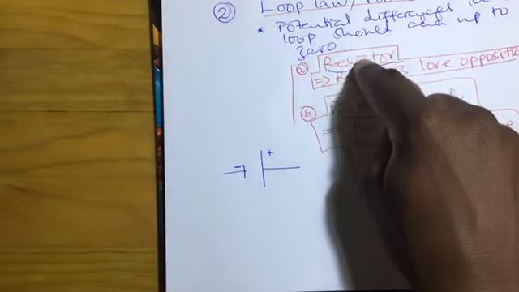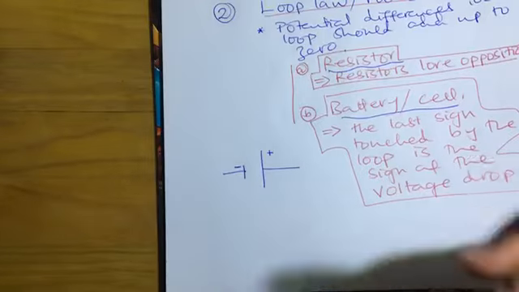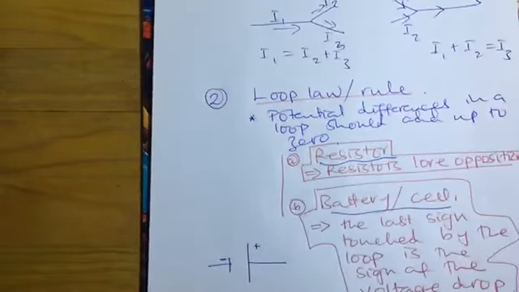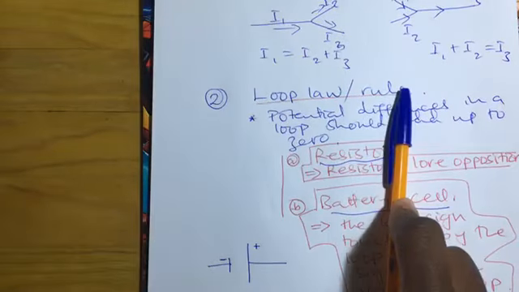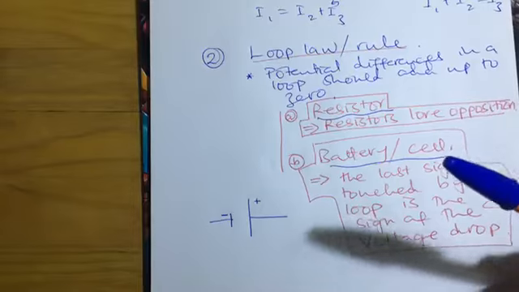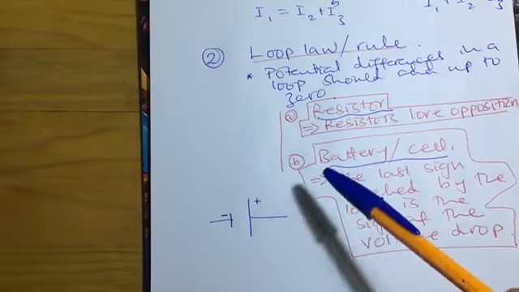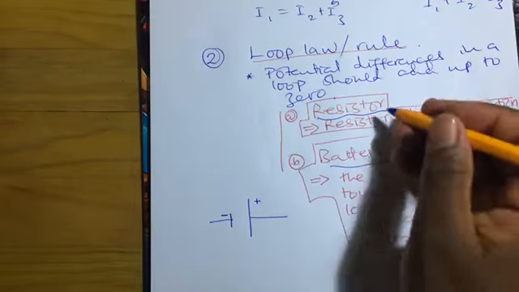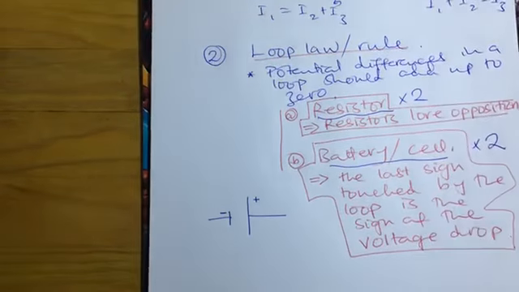So let's look at the loop rule in depth. We are going to look at resistors, the two possibilities. We're going to look at batteries, the two possibilities. Don't get confused. We're going to have the junction law and the loop law. The loop law can further be divided into two things based on what you're looking at. You can either look at resistors or batteries. Now, resistors are going to give us two scenarios. Batteries are going to give us two scenarios.